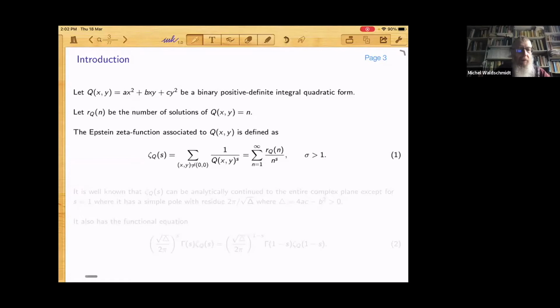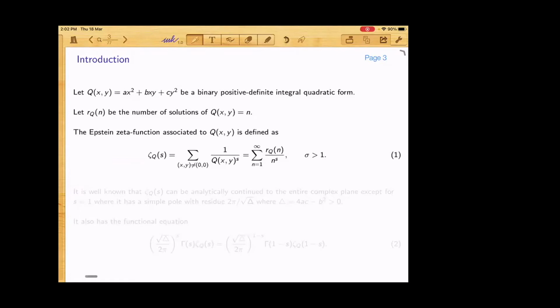All right, so let Q(x,y) be a positive definite integral quadratic form, and R_Q(n) the number of solutions of this equation, Q(x,y) = n. Then associated to this Q, one defines the Epstein zeta function as zeta_Q(s) = sum of 1 by Q(x,y) to the power s, and one can write it as the sum of R_Q(n) by n to the power s in the form of a Dirichlet series.